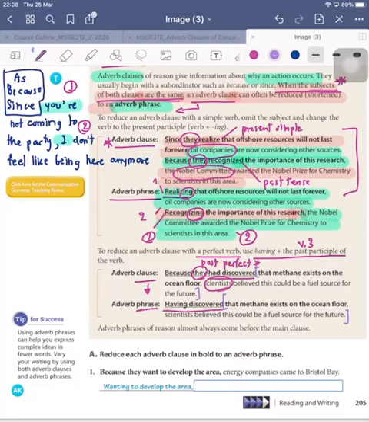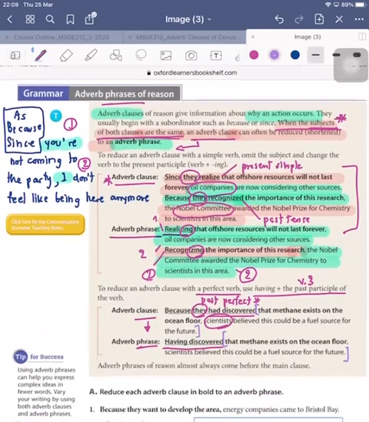Okay, so that's the whole thing about adverb phrases of reason. Just to reduce the form when the subjects are the same in both clauses, in both parts of the sentence. Whenever the subjects are not the same, you cannot change it. You have to keep it that way. Okay, I hope that's clear, right? I don't think it's too complicated.